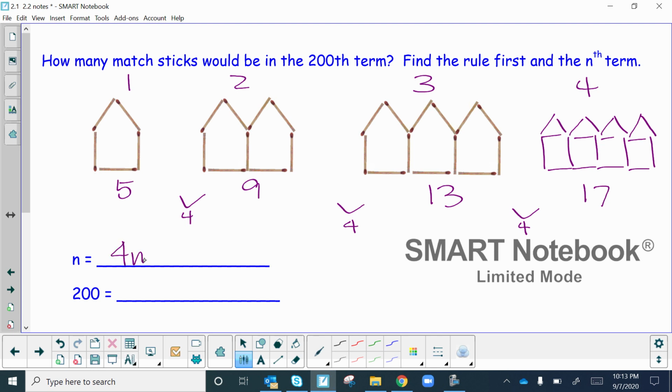So let's use our algebra skills to write that down. The question is, is there any y-intercept? So let's go back 1 to 0. And if this one is going up 4, then that means at 0, it would be 1 matchstick, okay? The 0 term. And so we're going to put a +1. So the nth term, or the function rule, is 4n plus 1. So now to figure out how many matchsticks would be in the 200th, we just have to plug that in. So 800 plus 1 is 801 matchsticks. That is it.